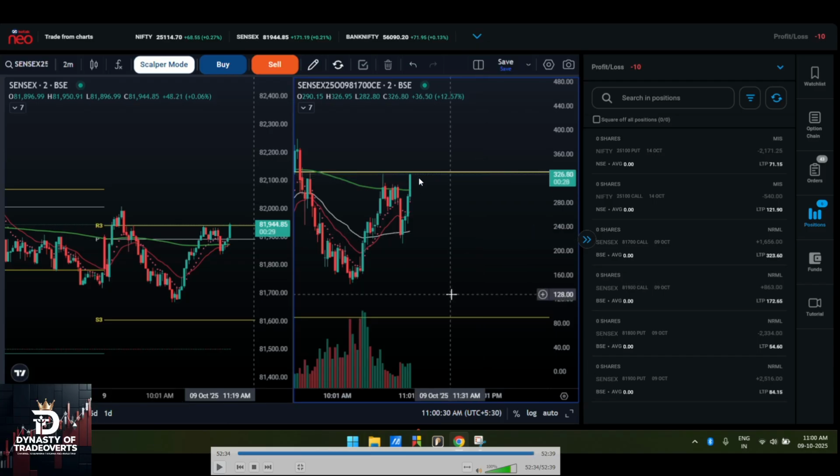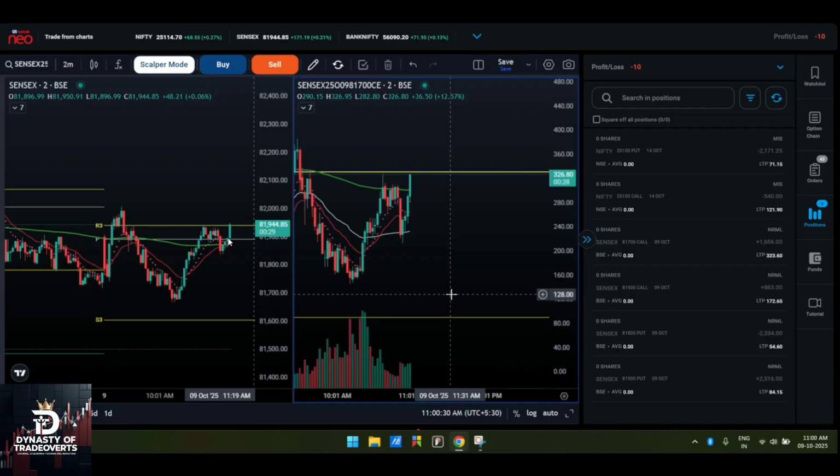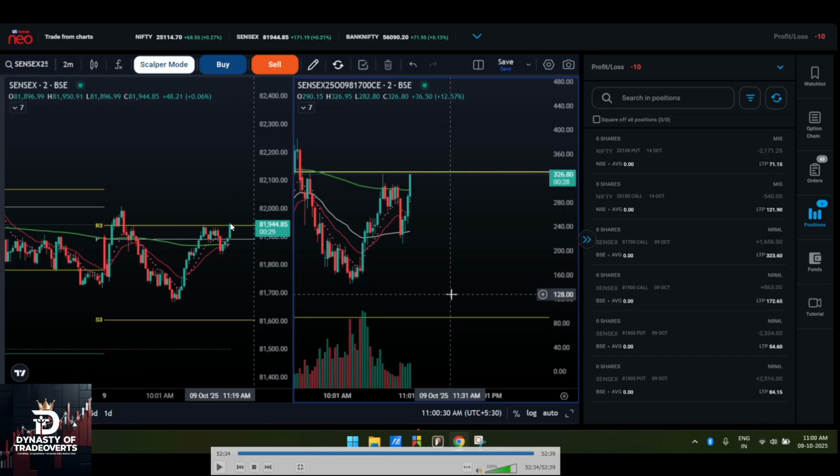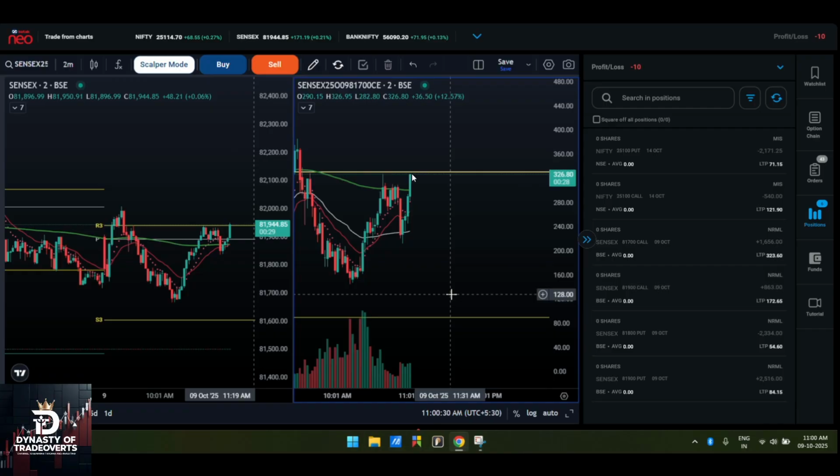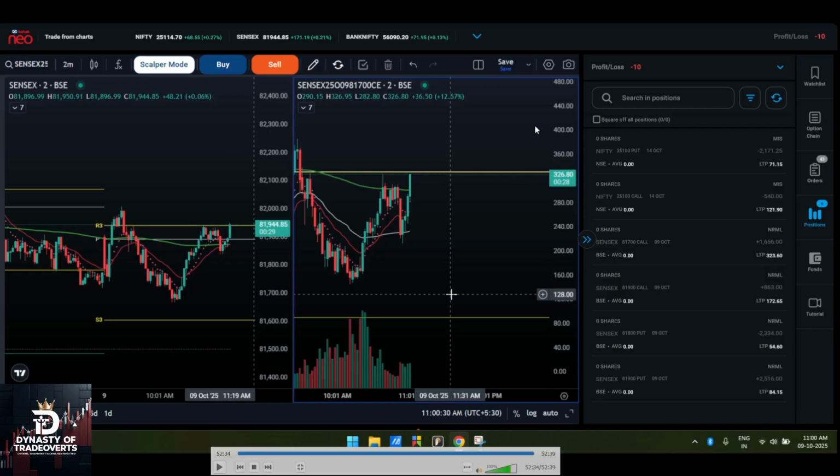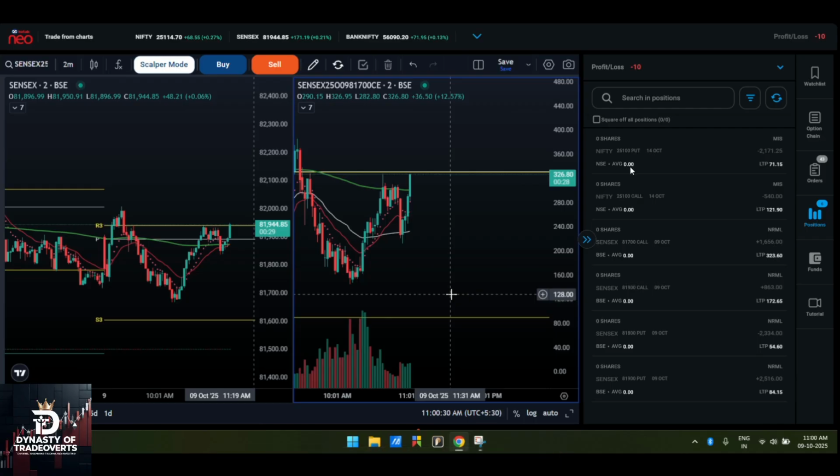Okay, so remember at this point time is around 11 o'clock, and after this candle there was a huge up move. I think Sensex touched 81,200 levels today, and the premium that you are seeing at 326 here, it went all the way up to 480 levels at least. Okay, so my initial target of 360 would have been easily hit, and I was dealing with two lots here.